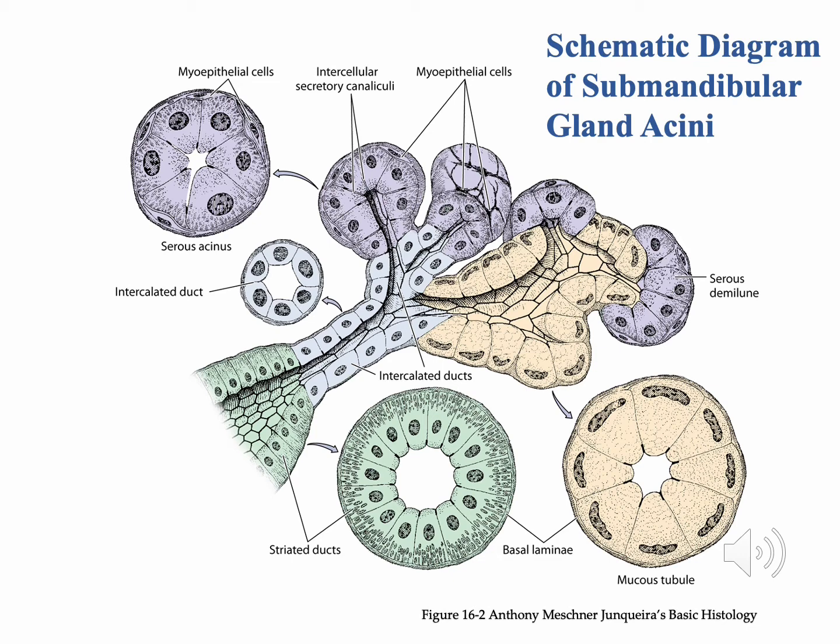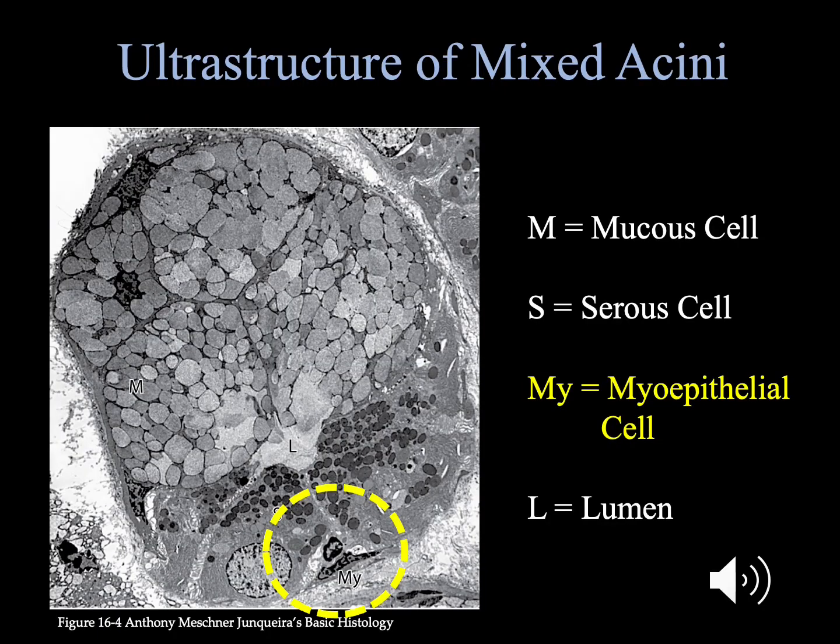And now let's briefly look at the myoepithelial cells that stud the surface of the acini. In this example, we have myoepithelial cells studding the surface of the serous acini. If I bring back the ultrastructure picture of the mixed acini that we've already viewed, you can see circled in yellow here is a very small cell studding the surface of this particular acini, and this is the myoepithelial cell.